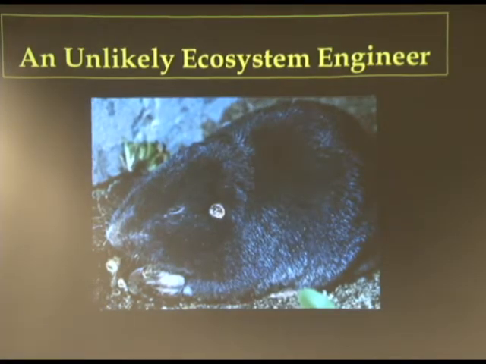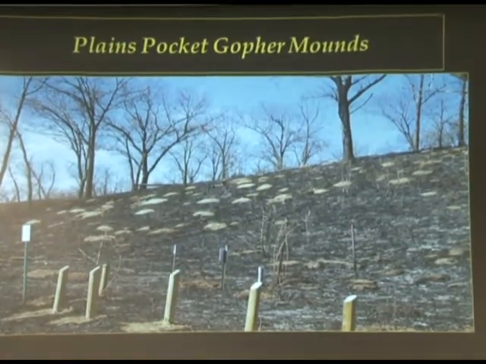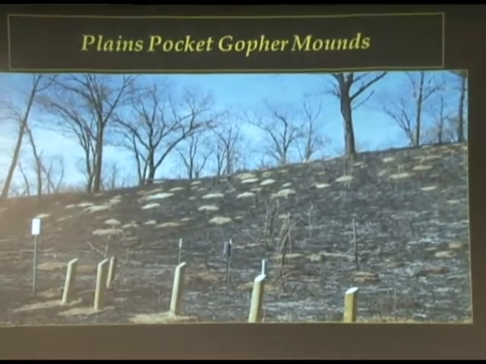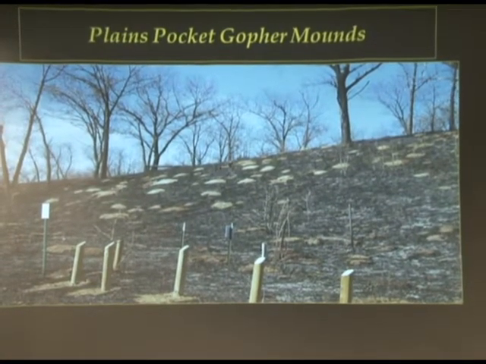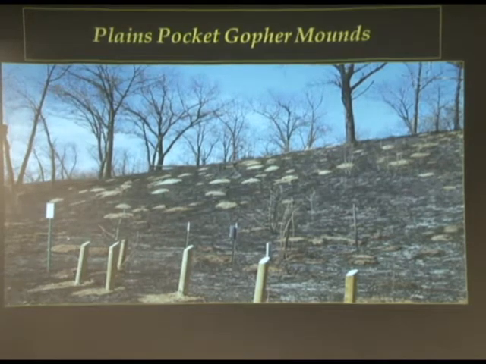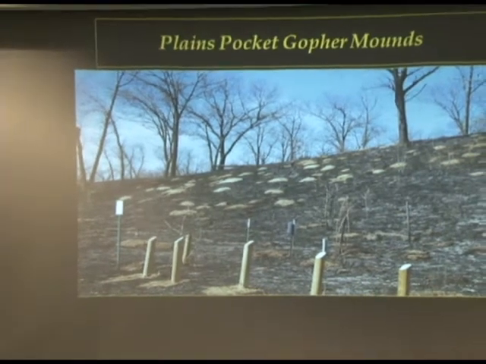So why is he an unlikely engineer? Well, it seems impossible. Something this small, they're only about this big, sometimes a little bigger, can be considered an ecosystem engineer. But you see all these white things here? Those are all pocket gopher mounds. Want to make a guess how many pocket gopher mounds are in that picture? 50. 50 of them. All right, so that still might not be impressive, but this next slide ought to give you an indication of how much.